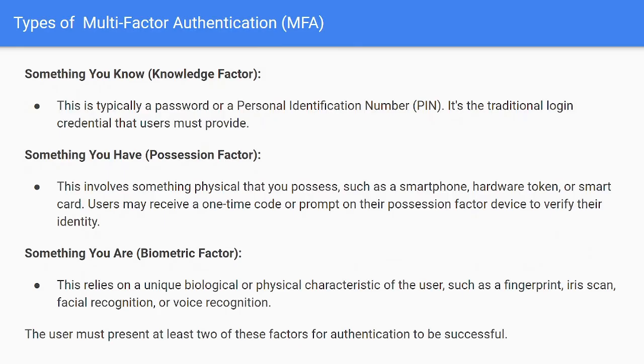So what are the types of multiple factor authentication? We have something you know, that is knowledge, something that is in your head. That is typically your username and password, typically your PIN, that's your personal identification number, which is usually the traditional way of logging in by most users. Then number two is something you have, which is the possession factor. This involves something physical that you possess, such as your smartphone, your hardware token, or your smart card.